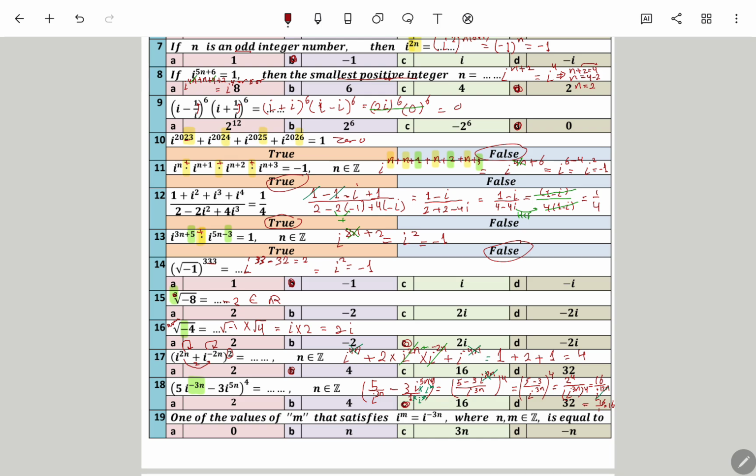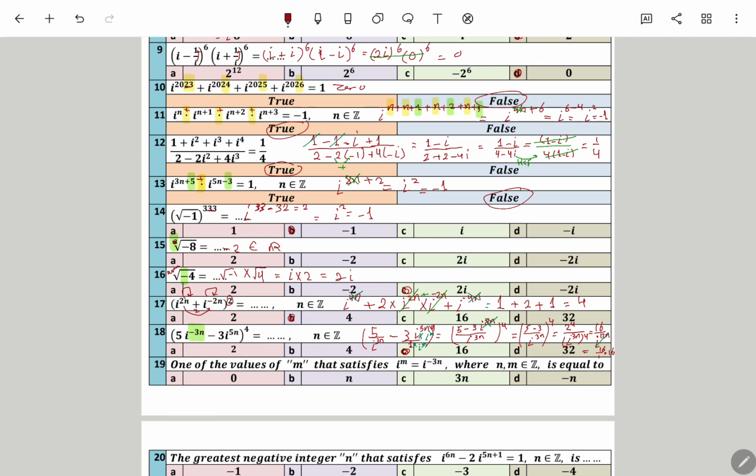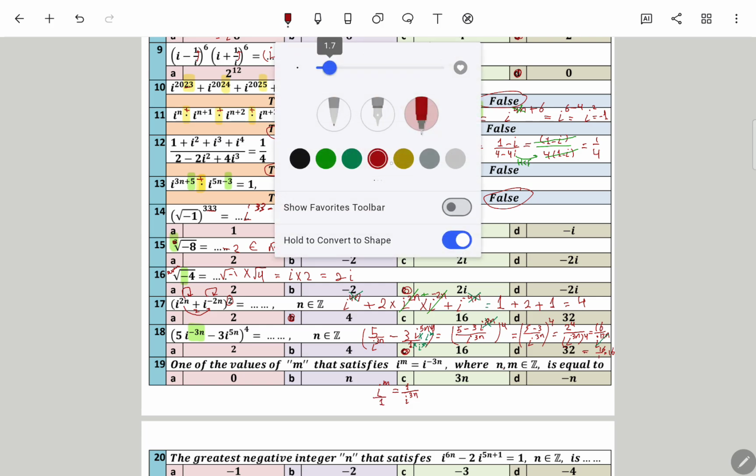And that's it. In 19, one of the values of m that satisfy i to the power of m and i to the power of negative 3n is equal to, where n and m belong to Z. You can think about it as i to the power of m equals 1 over i to the power of 3n. And make this over 1 and make a cross multiplication.